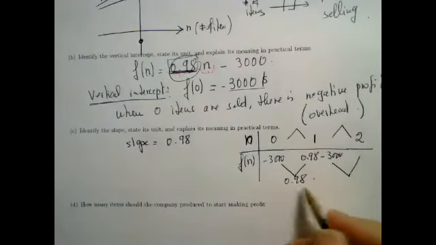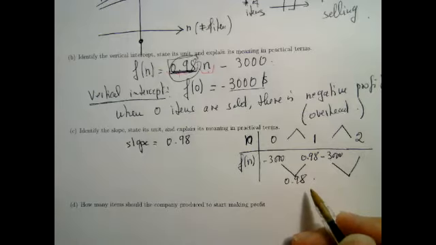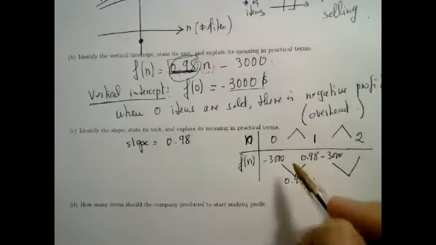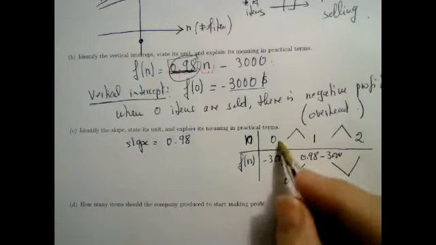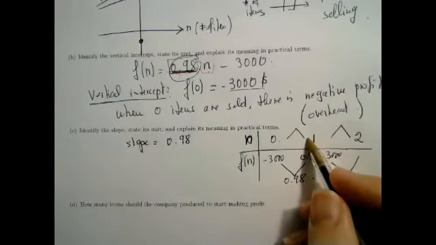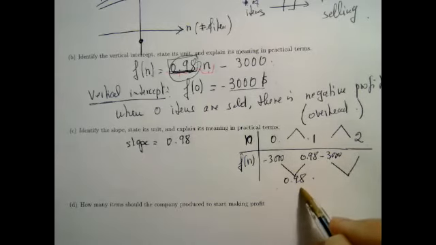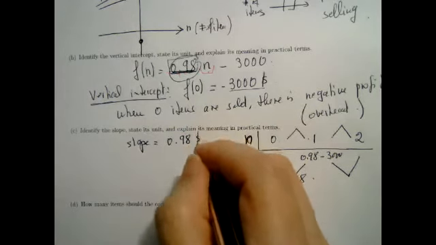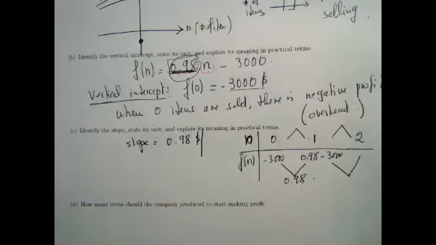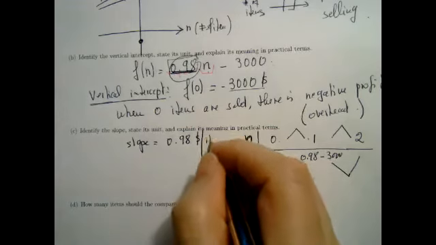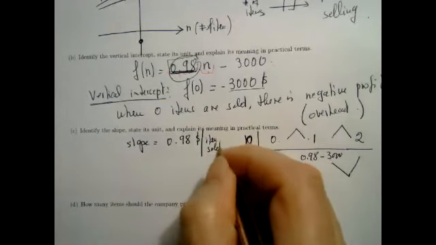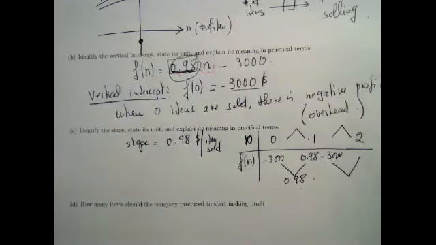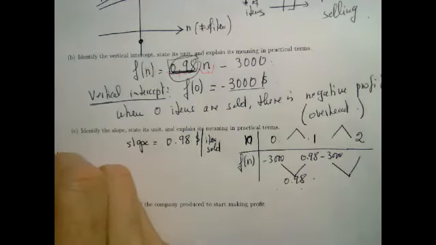So what does the 0.98 represent? Profit per item sold is marked correct. Watch carefully. Every time the number of items increased by 1, my profit increased by 0.98. So the slope is $0.98 per item sold. So it's always the unit of the output, whatever the output is.